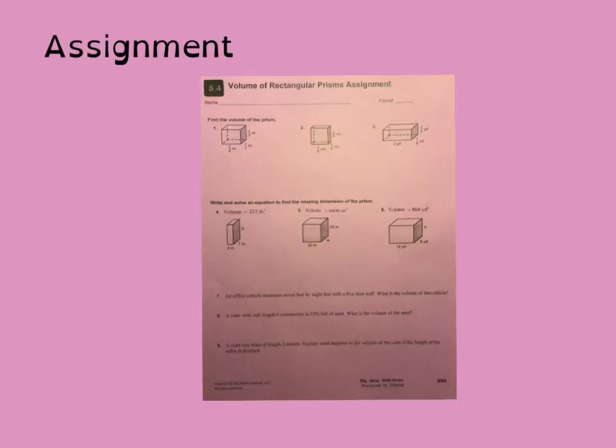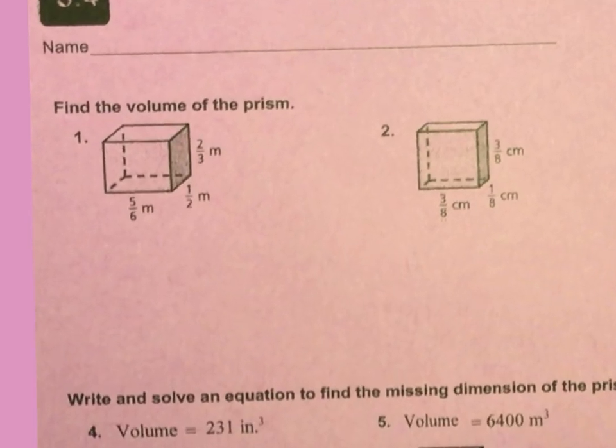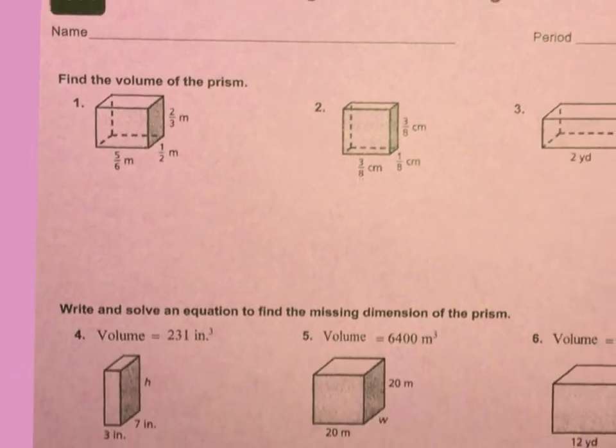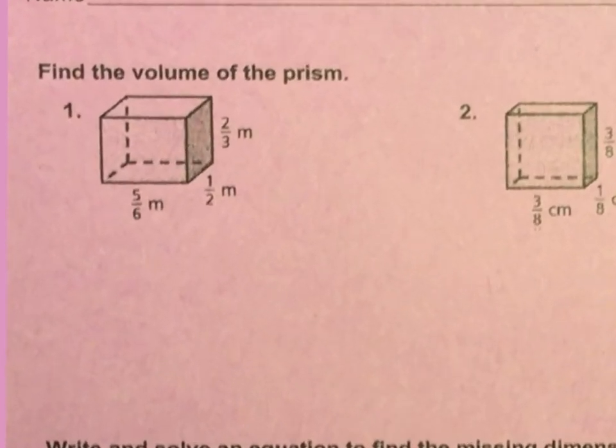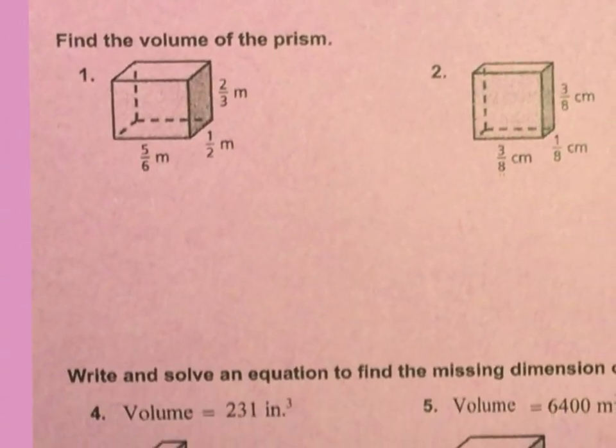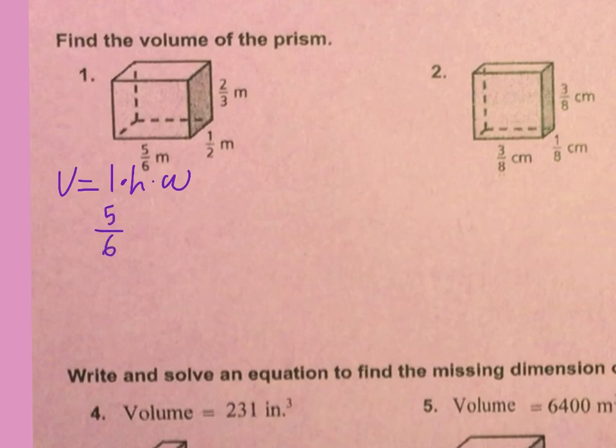Okay, guys, let's take a look at your assignment here. You can see that we're finding the volume, but there's some of these that have fractions. Don't let that confuse you. You're still using that same formula that we have been using. We're going to go volume equals length times height times width. And we're just going to plug things in. We have the length, so 5/6 times the height, 2/3, times the width, 1/2. Okay, so we're just going to multiply, and you can use your calculator here.